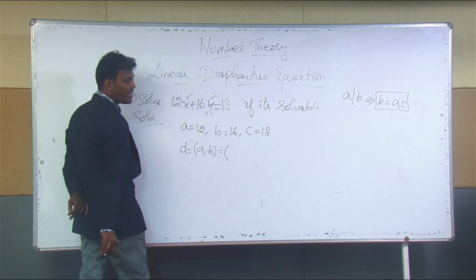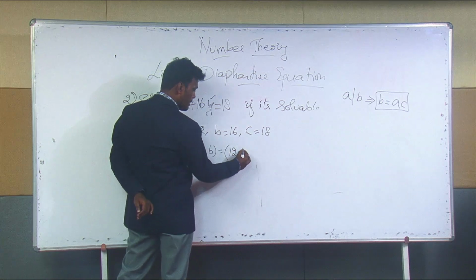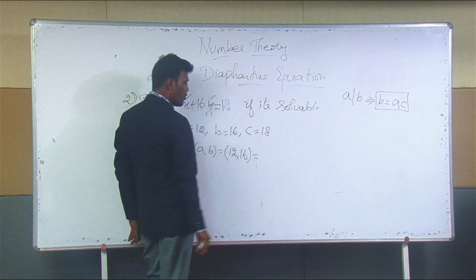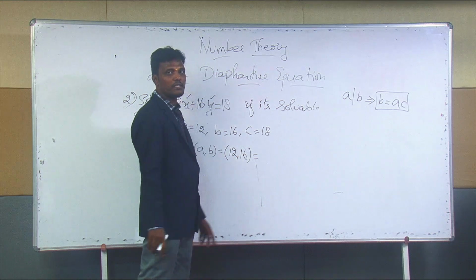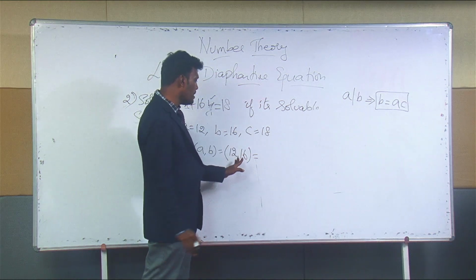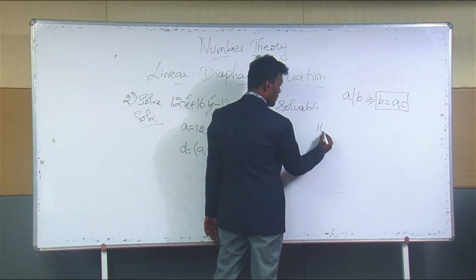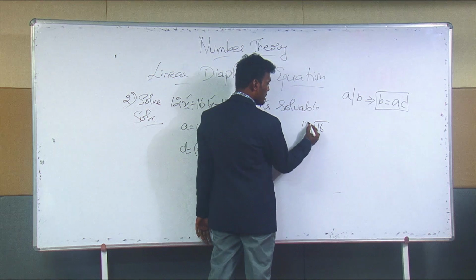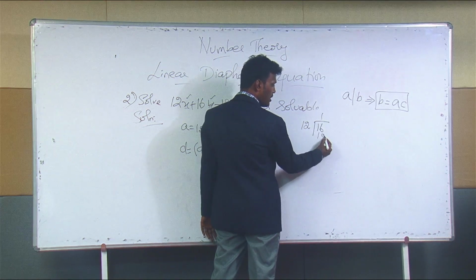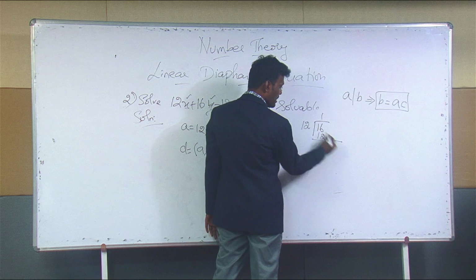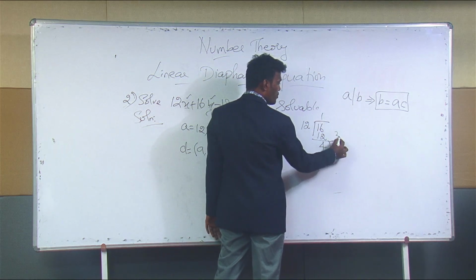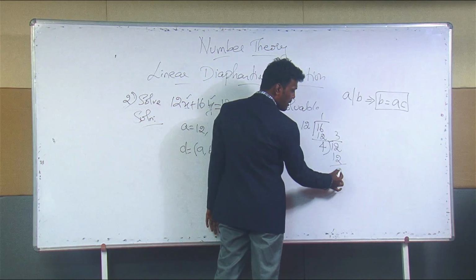So the A value is 12 and B value is 16. You have to find out the GCD of 12 and 16. How to find the GCD? As per the previous problem, we have to put the highest number inside and the lowest number outside. 1 times 12 is 12 and the remainder will be 4, and inside 12, 4 3s are 12, remainder is 0.